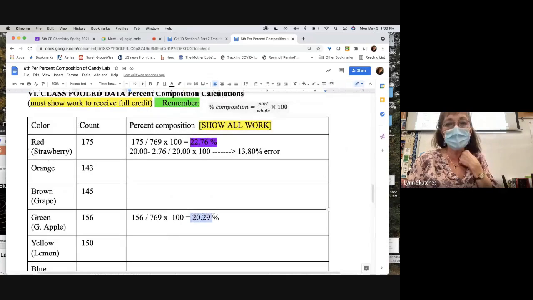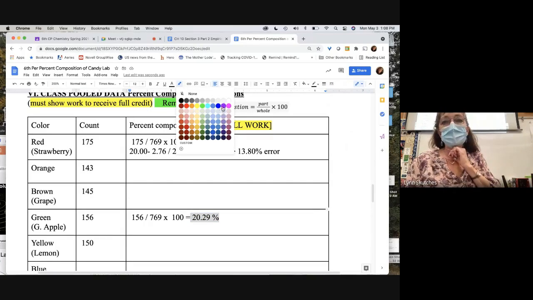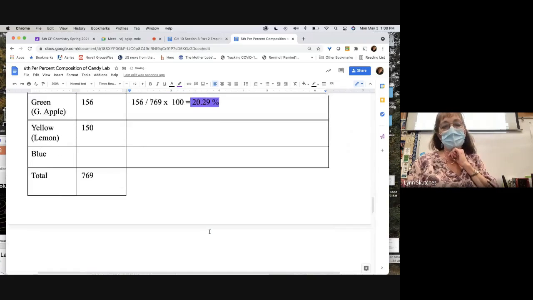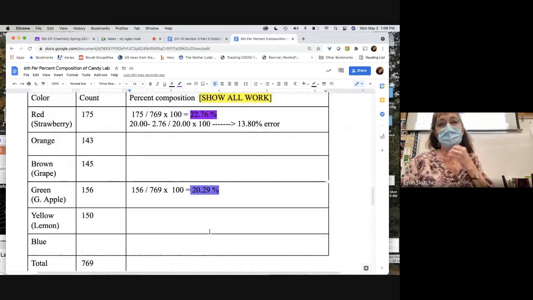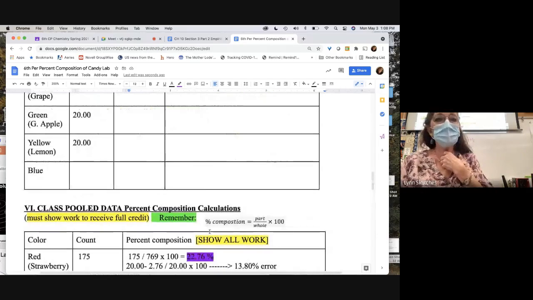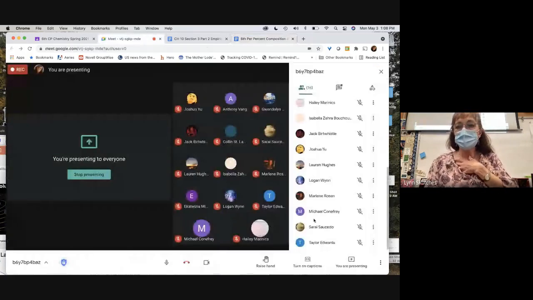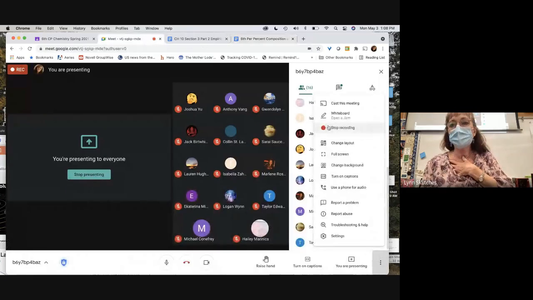So we also have the green apple already calculated, so I'll just go ahead and highlight that. Questions I can answer. Anybody that needs help, what can I help you with? Let me know.